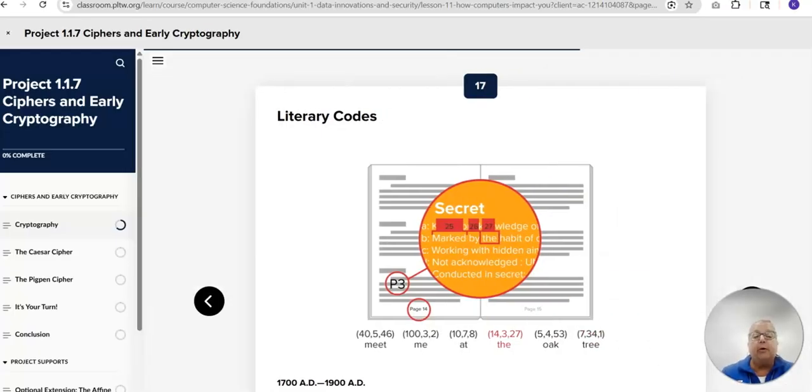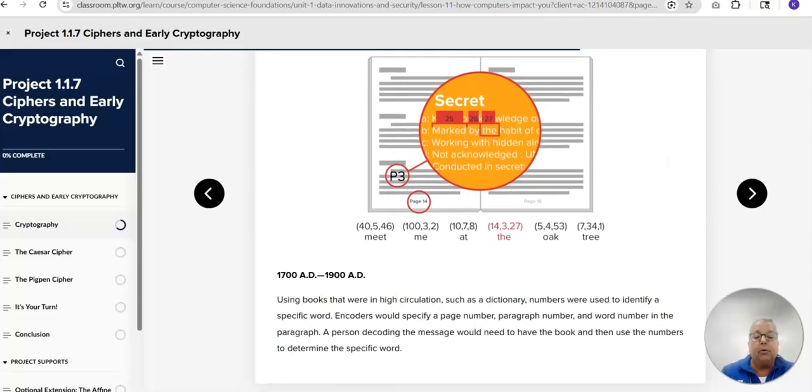And literary codes, they would mark using books that were in high circulation, such as a dictionary. Numbers were used to identify a specific word. Encoders would specify a page number, paragraph number, and word number in the paragraph. A person decoding the message would need to have the book and then use the numbers to determine the specific words. If any of you have watched Harry Potter, they did some of that, and you'd have to go to the library and find the book and then look at the key and then find out what the message was.